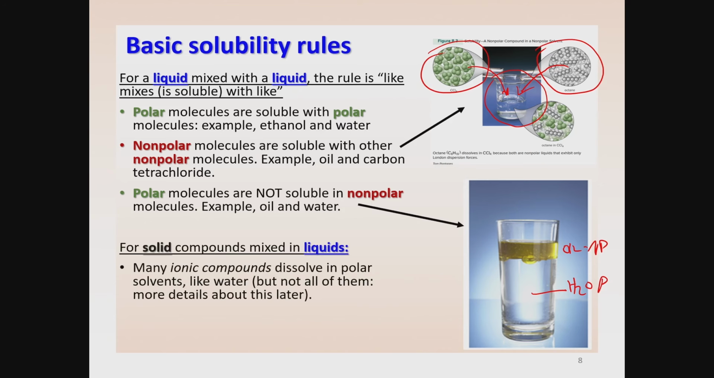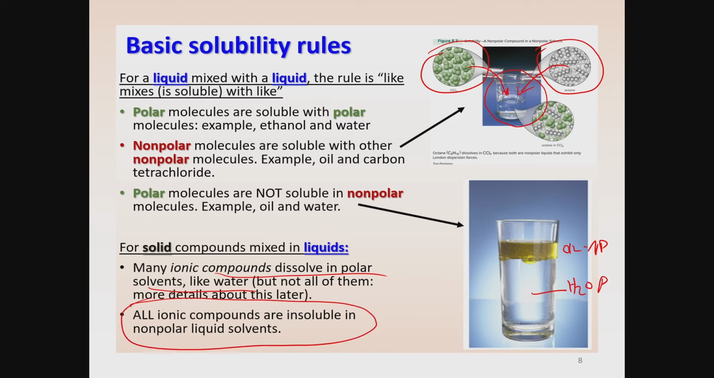There are other things you need to be aware of. You need to be aware that ionic compounds dissolve in polar solvents like water, but not all of them. And we're going to talk a little bit more about that in another presentation. Another thing you need to know is that all ionic compounds are insoluble in nonpolar liquid solvents. What that means is you cannot dissolve an ionic compound like table salt, which is sodium chloride, in this nonpolar compound up here, which is carbon tetrachloride.